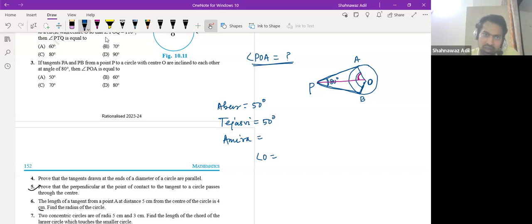100. Yes, absolutely right. So now we know that this total angle is 100. And we have talked about this line, what does it do? It bisects. So if this total is 100, this POA would be how much? 50. Good.